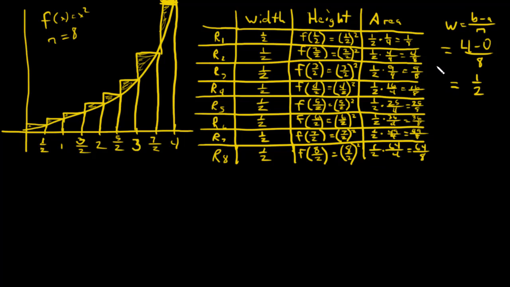Whew, that's a lot of work. So let's see. If I do all these together, I'm going to get 1/8 plus 4/8. I'm just going to eliminate the 8s, just add the tops. 1 plus 4 is 5, plus 9 is 14, plus 16 is 30, plus 25 is 55, plus 36 is 91, plus 41 is 140, plus 64 is 204 over 8. Does that look right?